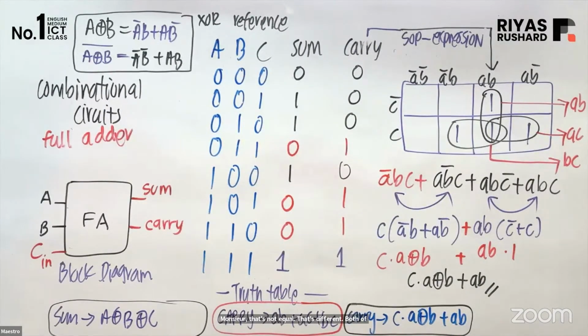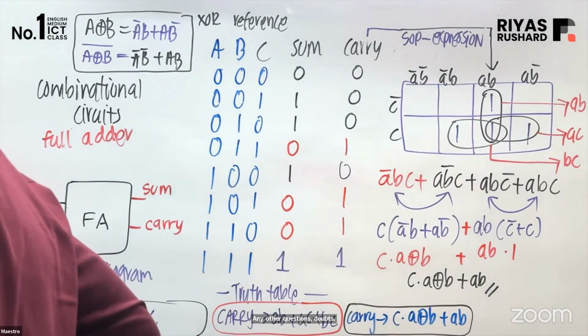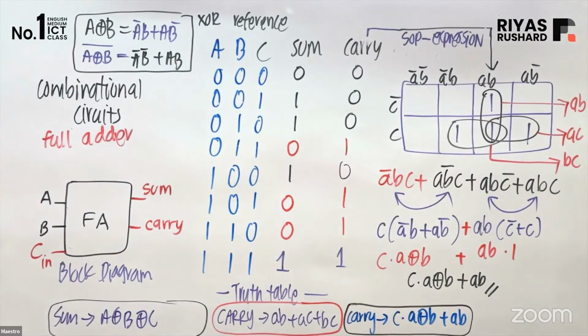Because if I simplify A dot A bar... yeah, if you expand it, then that's correct. You had to use brackets. Any other questions, doubts? Okay, nice questions, doubts.